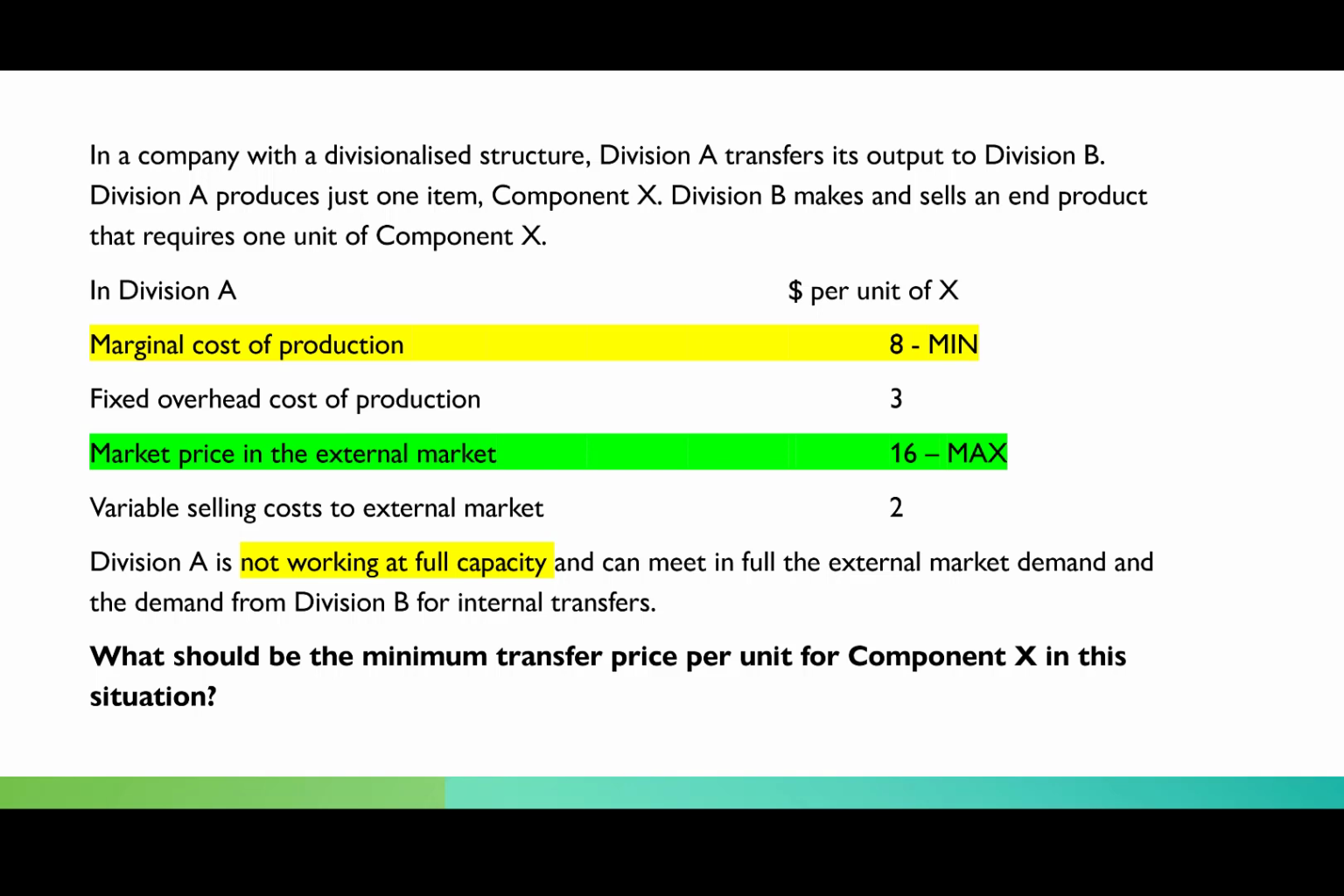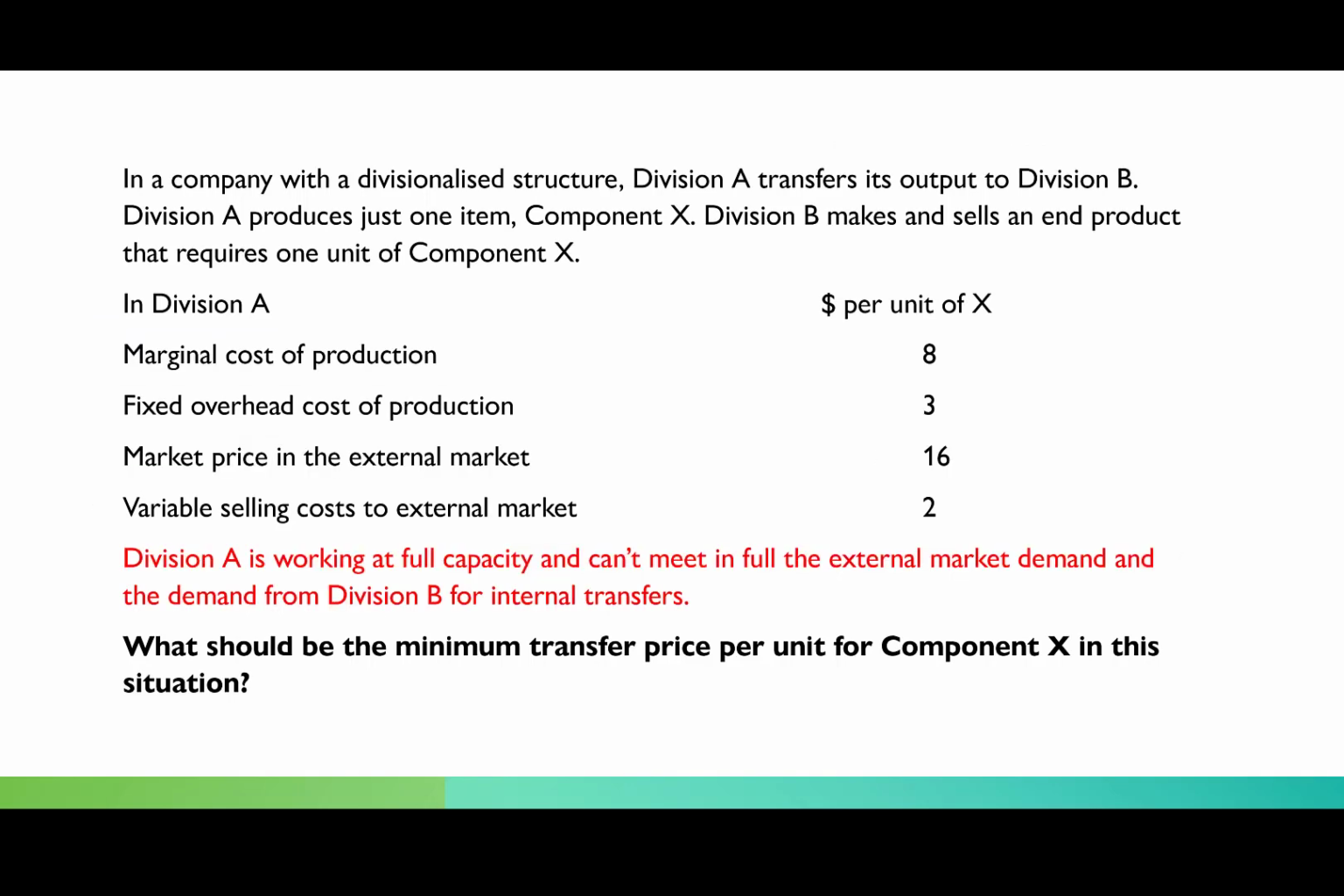Now I'm going to do the question again, but change the scenario. It's exactly the same question, but in red now, Division A is working at full capacity and it can't meet in full the external market demand and the demand from Division B for internal transfers. So what should be the minimum transfer price per unit for component X in this situation? Again, go back to my flow diagram and have a little think about what that would be using that.